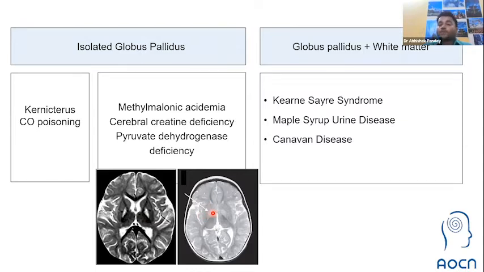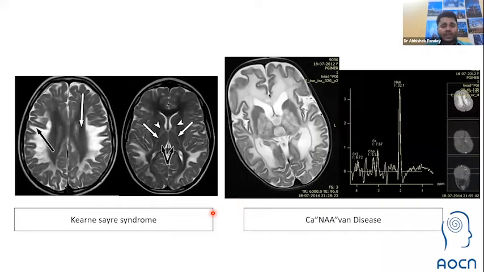When there is involvement of the globus pallidus along with the white matter, our diagnosis should be Kearns-Sayre syndrome, maple syrup urine disease, and Canavan disease. In Kearns-Sayre syndrome, there will be early involvement of the subcortical white fibers. However, there will be sparing of the periventricular white matter, and there will be involvement of the globus pallidus, as we have discussed. In this image, there is also involvement of the posterior limb of the internal capsule. So the earliest involvement of the subcortical white fibers is the feature of Kearns-Sayre syndrome. In other diseases, like lysosomal and peroxisomal disorders, subcortical white fiber involvement will be a late finding.